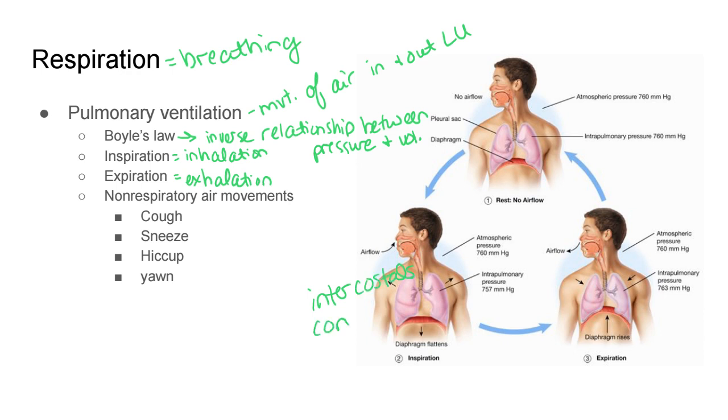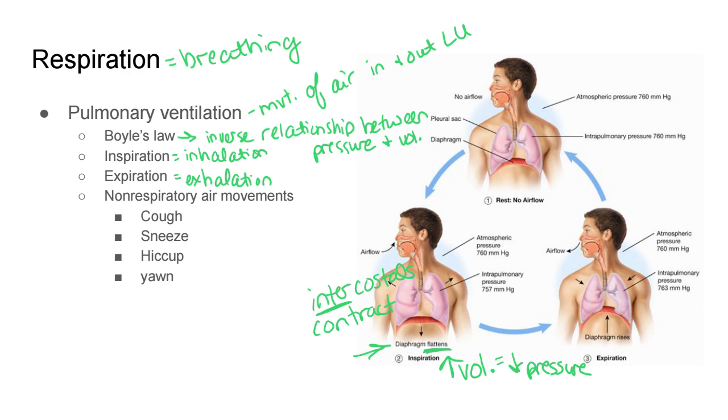So those are the ribs, the muscles between the ribs, between costa, rib. So those intercostal muscles contract, which will pull our ribs up and out. And the diaphragm is going to flatten out. What happens is I increase volume in my chest cavity. If I increase volume in my chest cavity, then I've decreased pressure. This is our Boyle's law coming into play here.